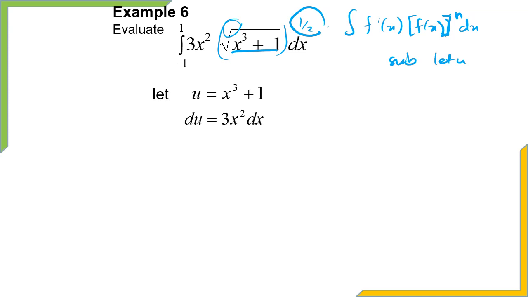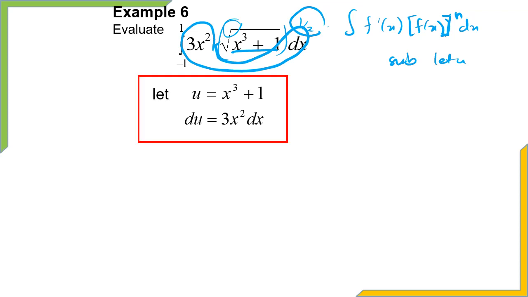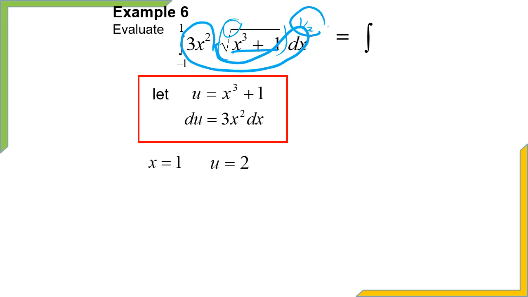And then because the question obviously has 3x squared dx, we don't have to change anything. We just directly replace 3x squared dx with du. So what will the answer be? We can change this expression in x into u by letting u equal x cubed plus 1, so u to the power of 1 over 2.